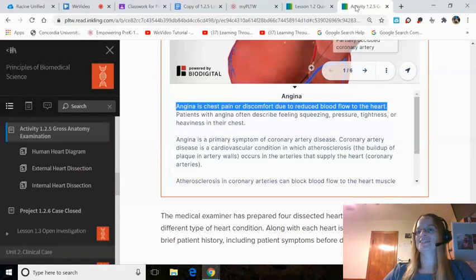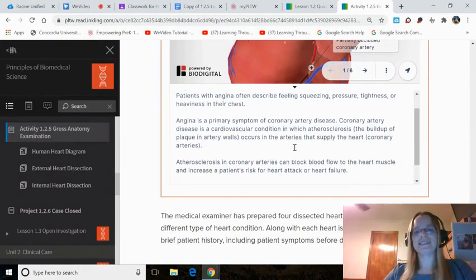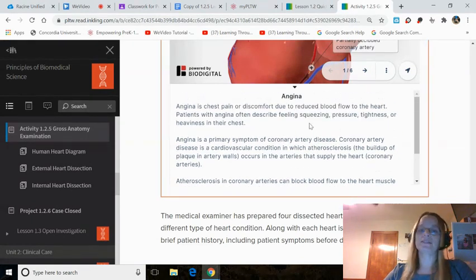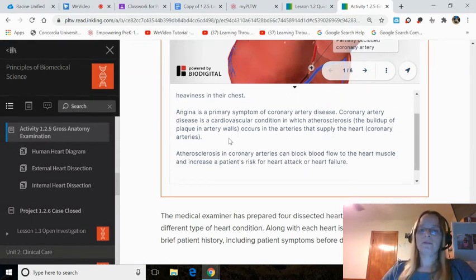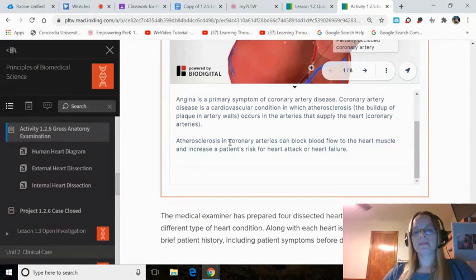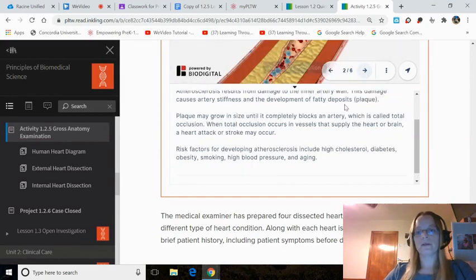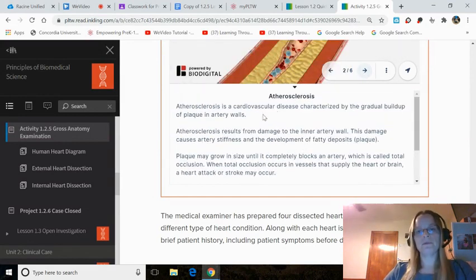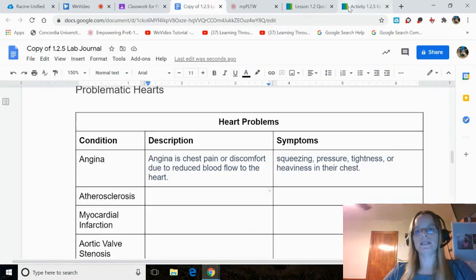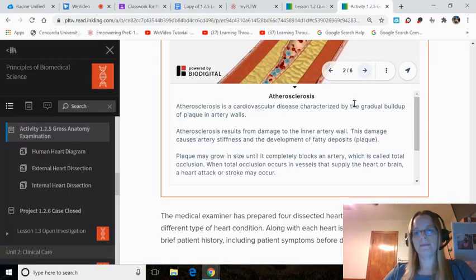Atherosclerosis, fun to say, even more fun to learn about. So we can look at this. It's a symptom of coronary artery disease, which is still angina. The buildup of plaque in coronary arteries can block blood flow. Uh-oh. Here we go. So here's the description. The gradual buildup of plaque in artery walls.